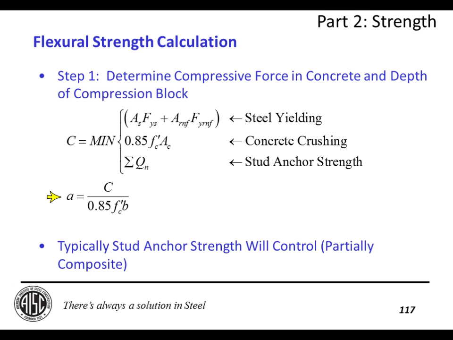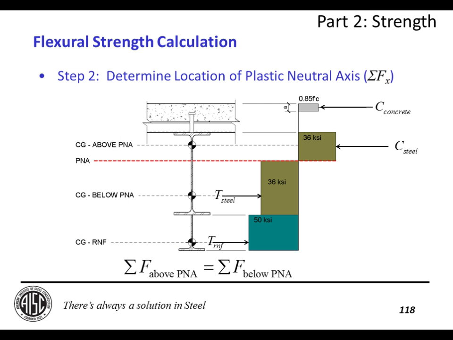Normally your sum of Qn value is going to control your beam strength for a partially composite member. All right, so once you get that a, locating the plastic neutral axis is just a matter of summing forces. So the PNA is whatever location you need it to be so that the sum of compression force in the slab and the steel above the PNA is equal to the sum of tension force.